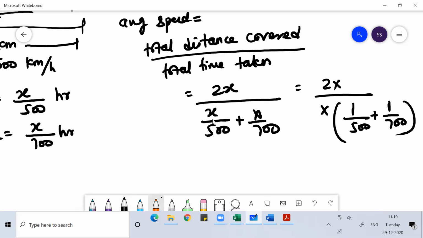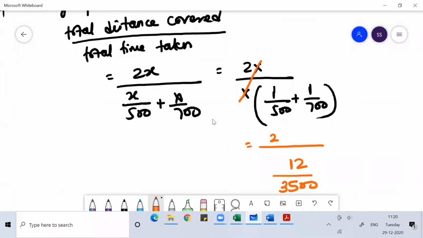So then x and x I can cancel. If you take the LCM of 500 and 700, you will get 3500, because 5 and 7 are co-prime numbers, prime numbers. I hope you understand what a prime number is. Then if you divide 3500 by 500, this is 7 and by 700 this is 5. So you will get 12. Ultimately I can say this is 7000 by 12. 7000 by 12 would be 583.33 kilometer per hour, which is the answer I told you.